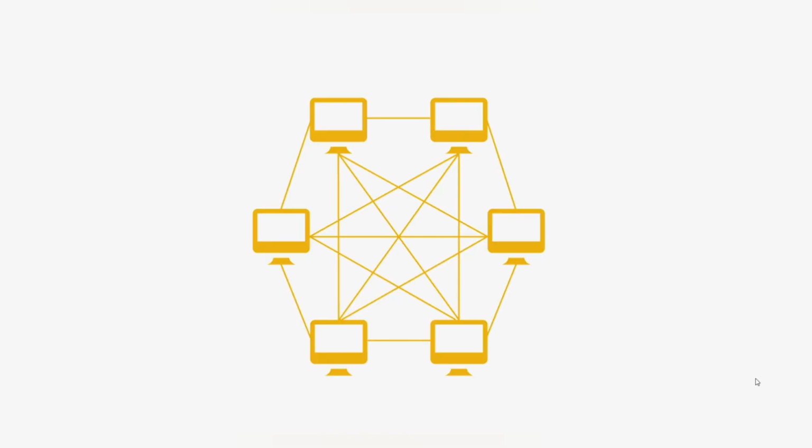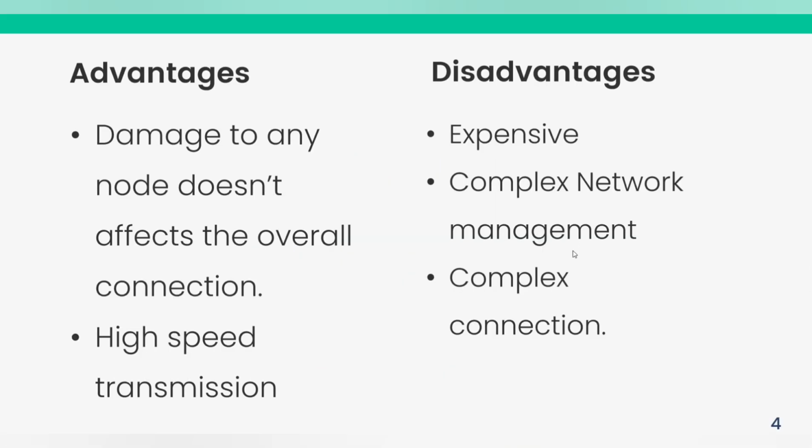There are two types of mesh topology: one, full mesh topology; two, partial mesh topology. In a full mesh, every device is directly connected to every other device in the network. This results in the highest level of redundancy, but also requires a large number of connections and can be complex to manage as the network grows. In a partial mesh, only some devices are connected to every other device, while others have fewer connections. This approach reduces the complexity and cost compared to a full mesh while still providing a degree of redundancy.